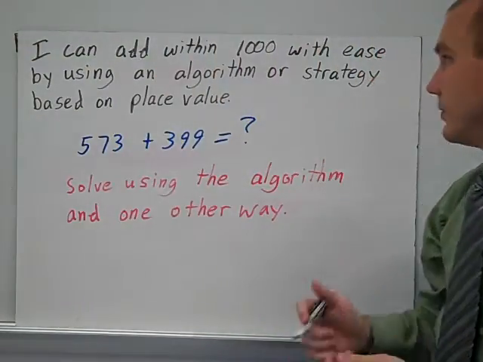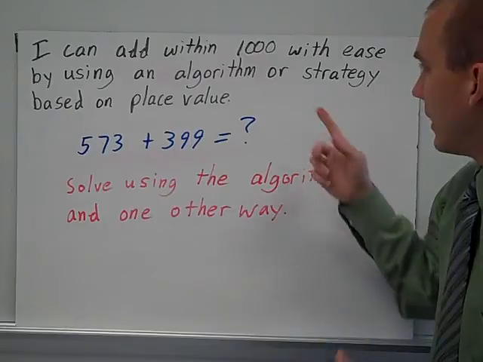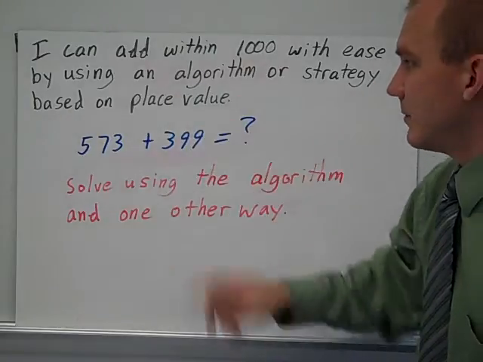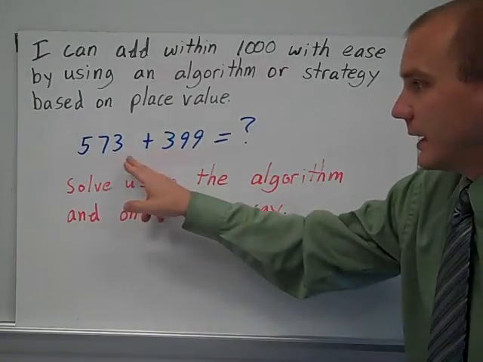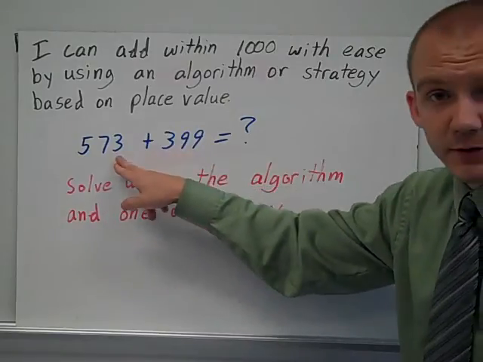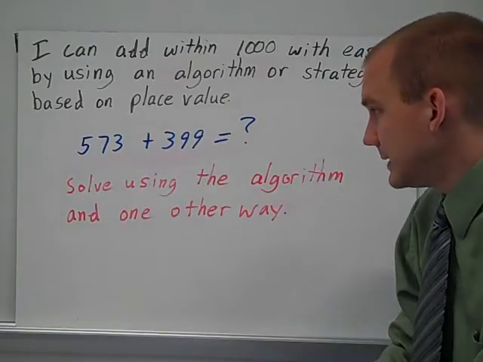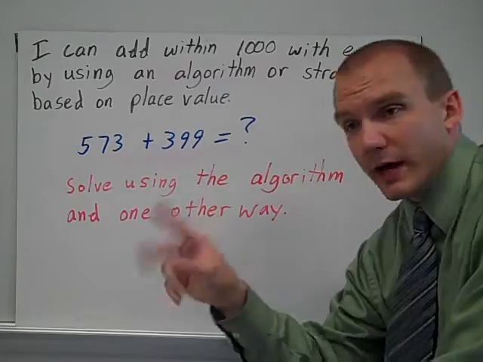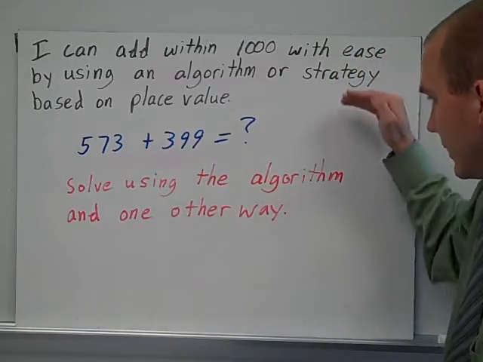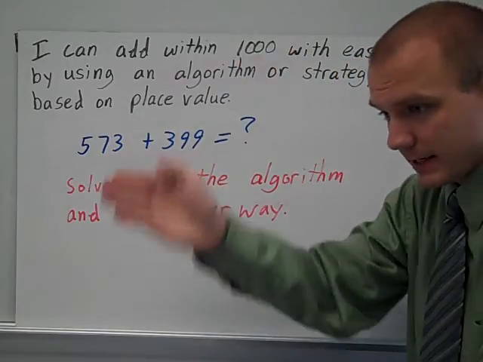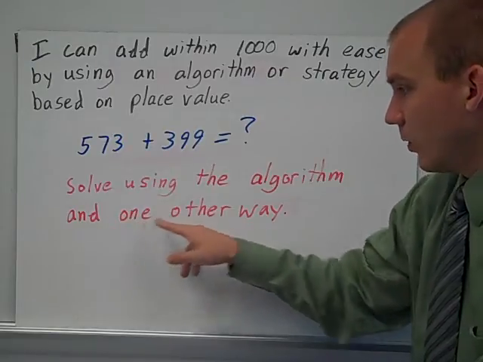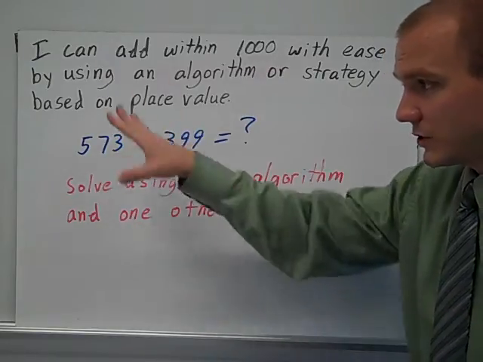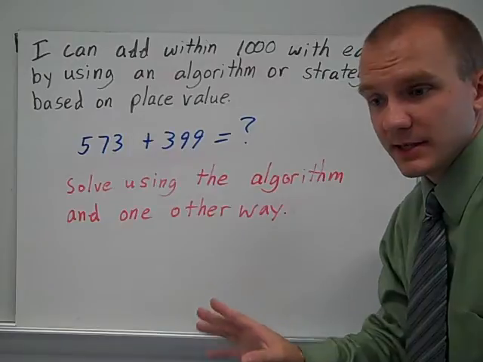I can add within 1,000 with ease by using an algorithm or strategy based on place value. I want you to find the sum of these two numbers, 573 plus 399. I want you to do it in two ways. Solve using the algorithm, where you line them up with place value, start in the ones and add across. And one other way that I've showed you in the video. So there's different ways to think about it.